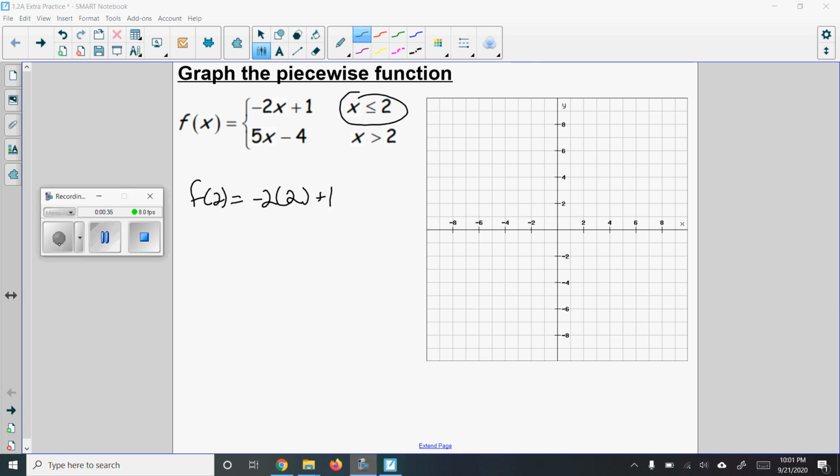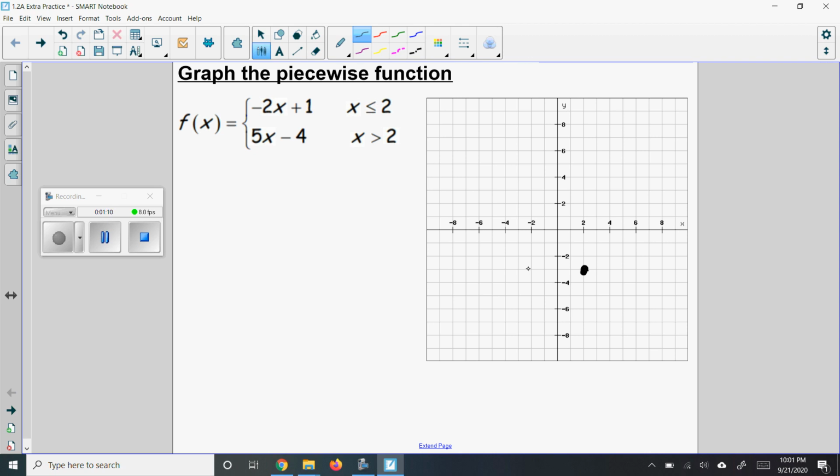So that's -3. So when x is 2, y is -3. And that's a closed circle, because x is equal to 2 at this point. Now this is just a line with a slope of -2. So from this point, x is less than 2, so we want to go to the left.